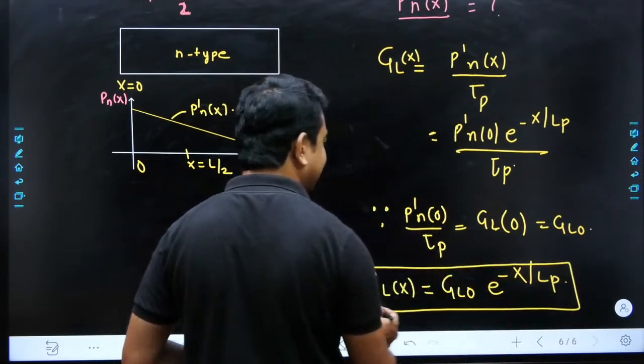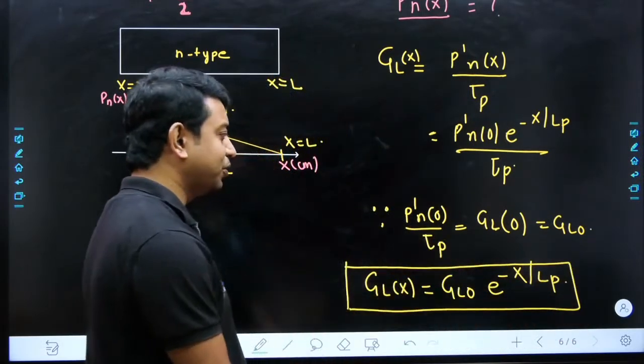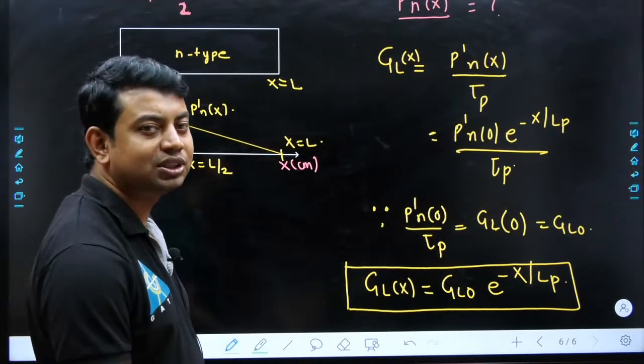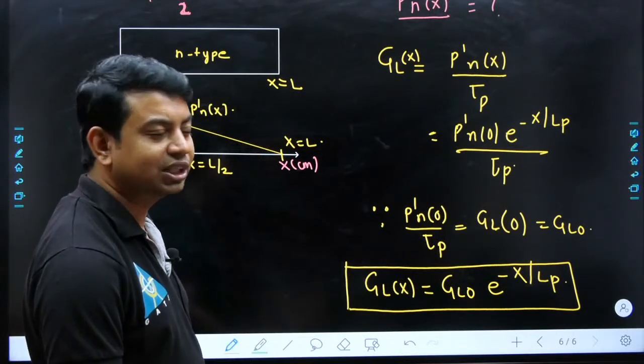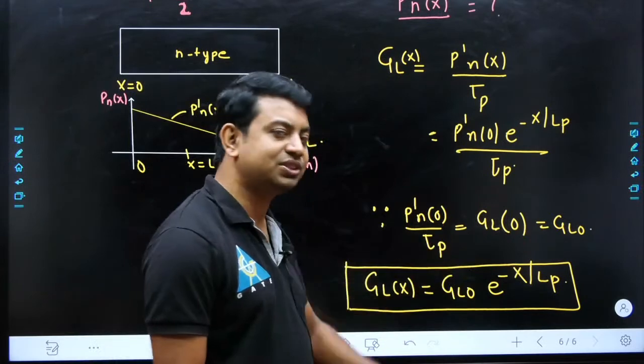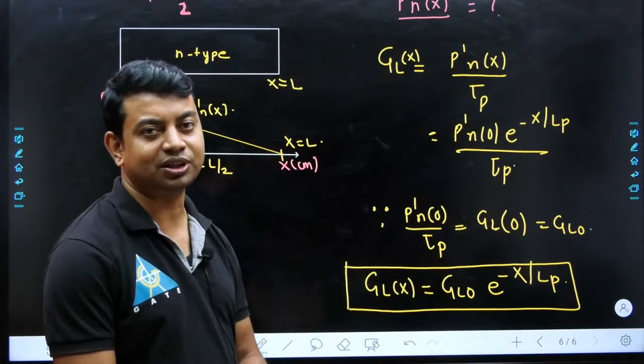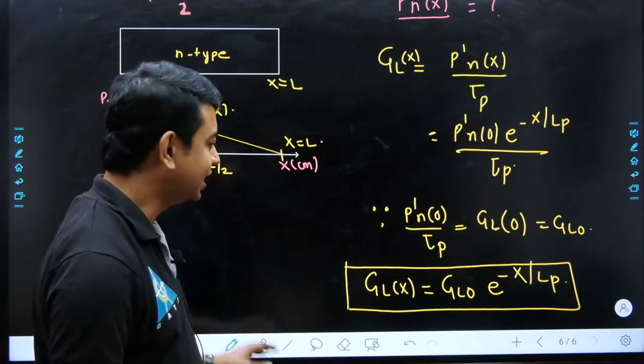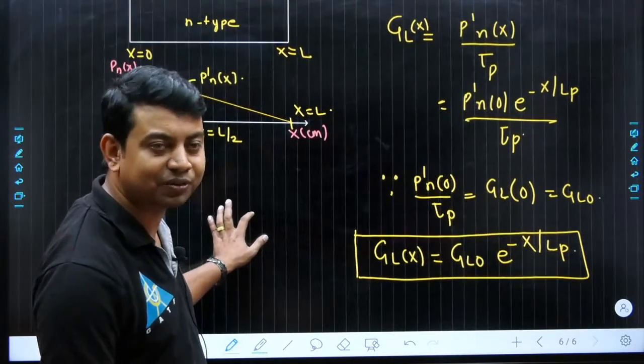If we take p'n(0) divided by tau p equal to GL naught, this is nothing but the generation rate at distance 0. This is the generation rate of charge carriers at distance 0 due to illumination of light.